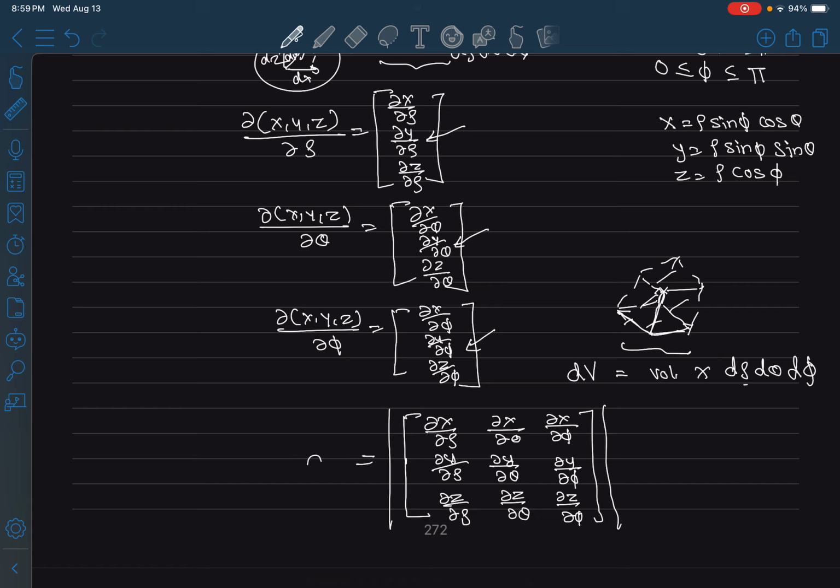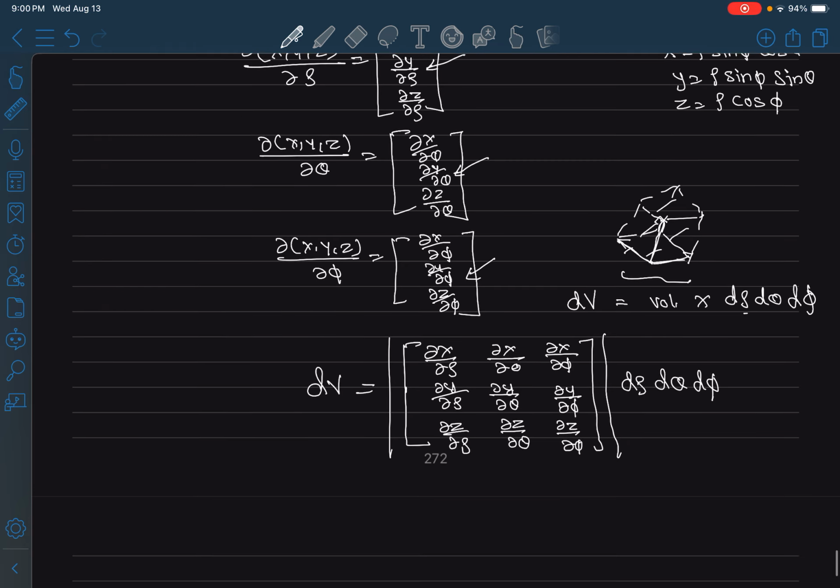And exactly, our dV will be this, because this gives a rate of change. So I have to multiply by d rho, d theta, d phi to get the actual change, and this is our dV. So you see, this is exactly what is called the Jacobian. The Jacobian was clearly just these three vectors, how they made a parallelepiped, and we were just trying to find the volume.